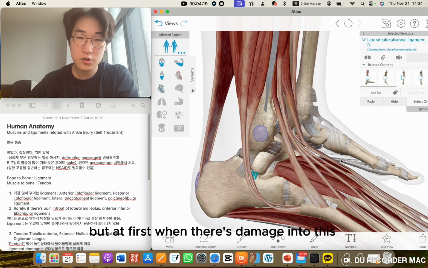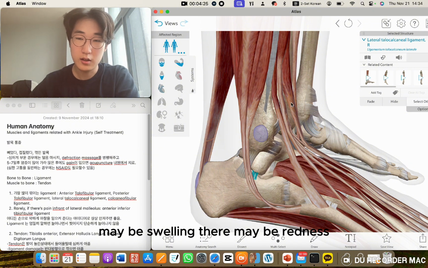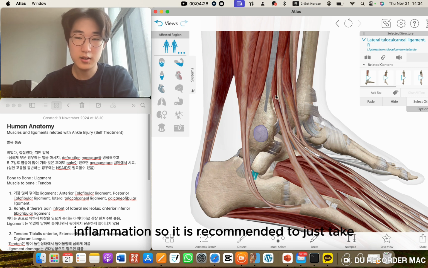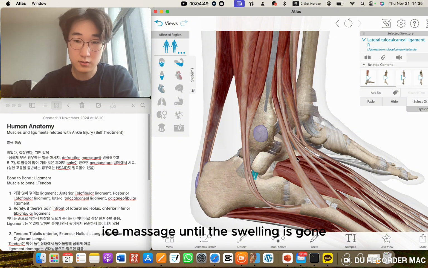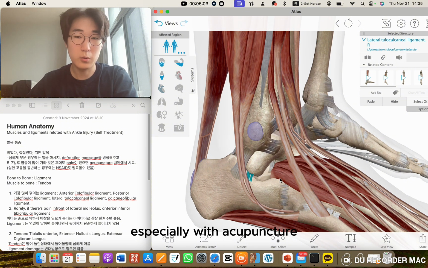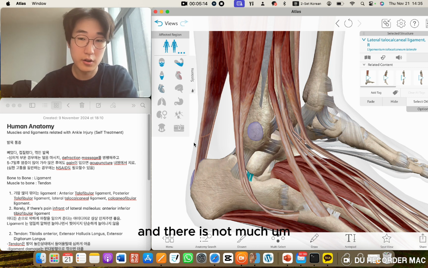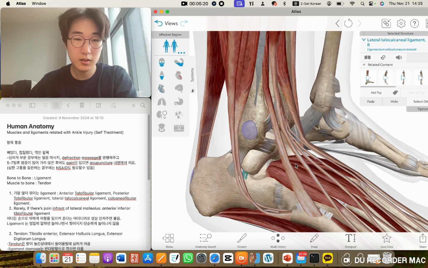But at first, when there's damage to the tissue surrounding the ligament, there may be swelling, redness, pain, and inflammation. So it is recommended to take non-steroidal anti-inflammatory drugs and also do ice massage until the swelling is gone. Then it'll be accessible without going into the swelling, because we don't want to do that, especially with acupuncture. So after 5 to 7 days, when the inflammation is a bit down and there is not much swelling around, the acupuncture can maybe be accessible to it.